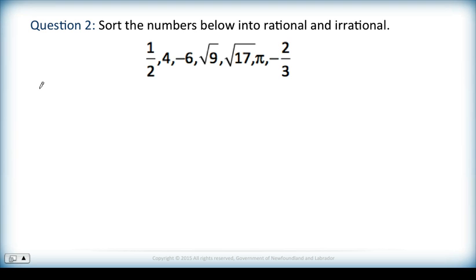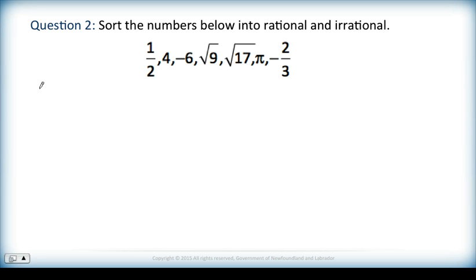Next, question 2, sort the numbers below into rational and irrational. So let's have a refresher now on what rational and irrational mean and what numbers are defined into both of those categories. Rational numbers are any numbers that can be written as a fraction. It can be a decimal that terminates or repeats, or it can be a perfect square radical or a perfect cube radical. For example, the square root of 16 or the cube root of 8.